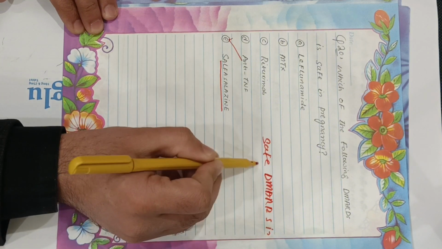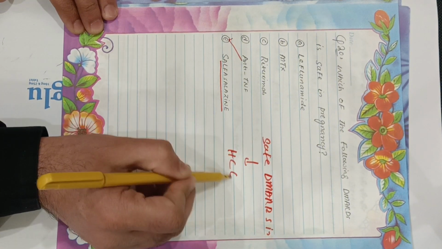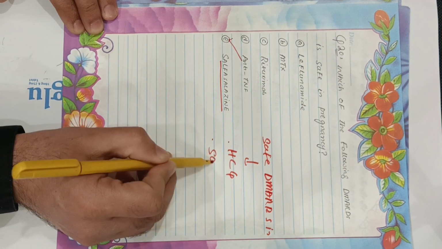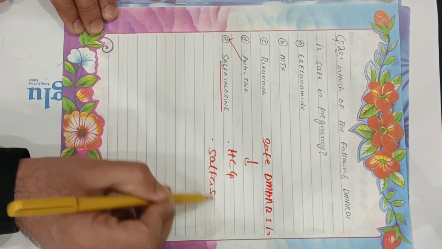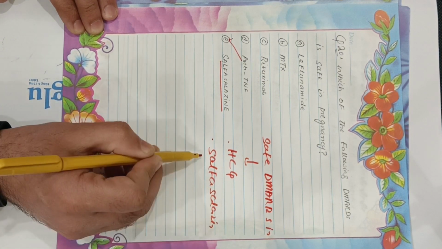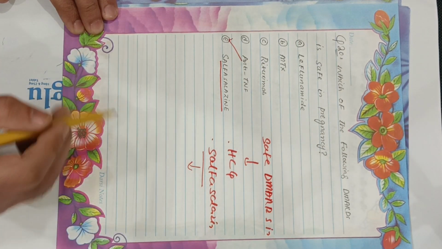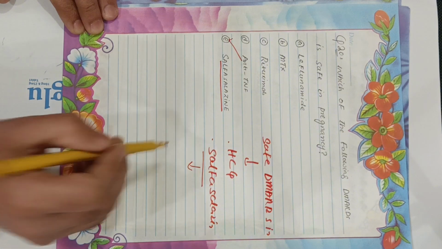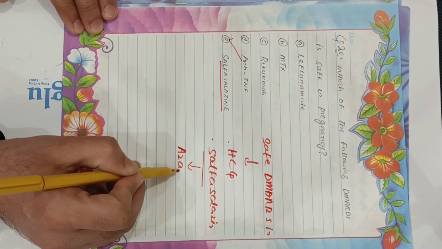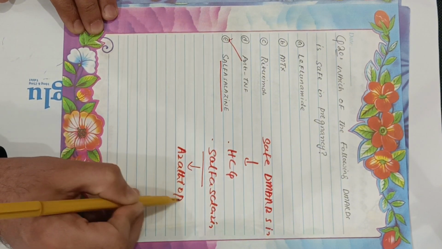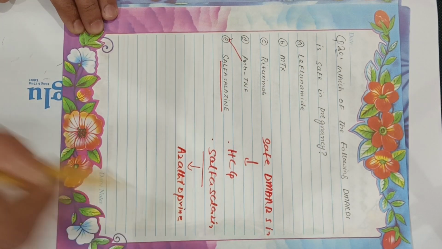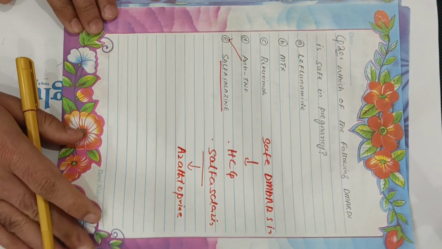Safe DMARDs in pregnancy include the hydroxychloroquine, sulfasalazine, and if inflammation is not controlled with the hydroxychloroquine and sulfasalazine, you can give the azathioprine. So these are the safe DMARDs in the pregnancy.